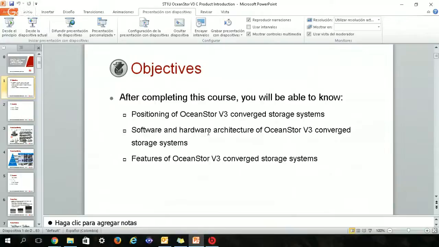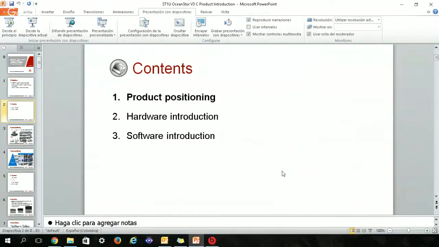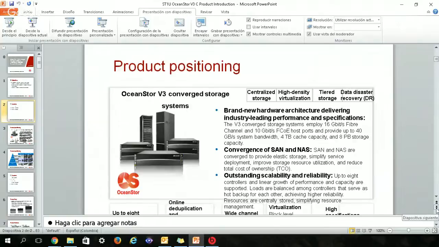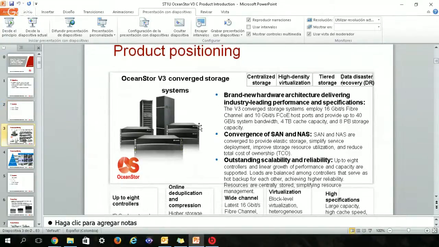First of all, we need to go through a definition of what OceanStor is, and then we're going to talk about the positioning of this device, and then we go ahead and explain the software and hardware architecture. Let's move on to product positioning. Before I do, an OceanStor convergent storage system is basically a device that is just storing information. So basically we're talking about a box with many hard drives, and we're going to talk about all the features and capabilities of these storage systems.